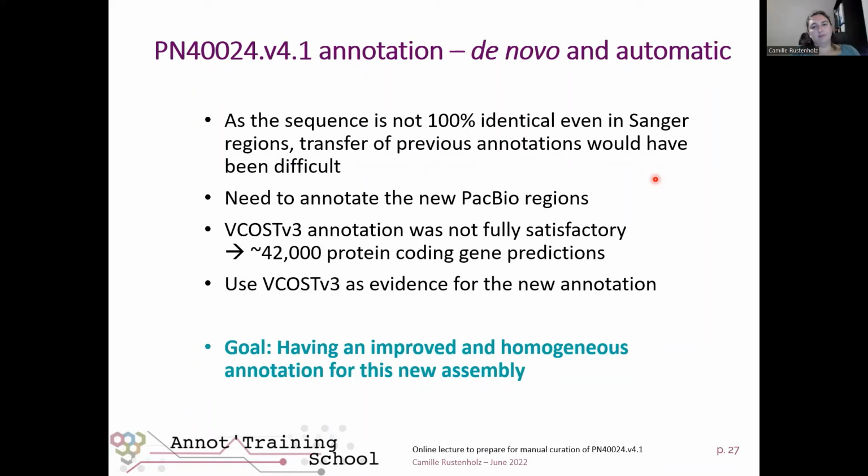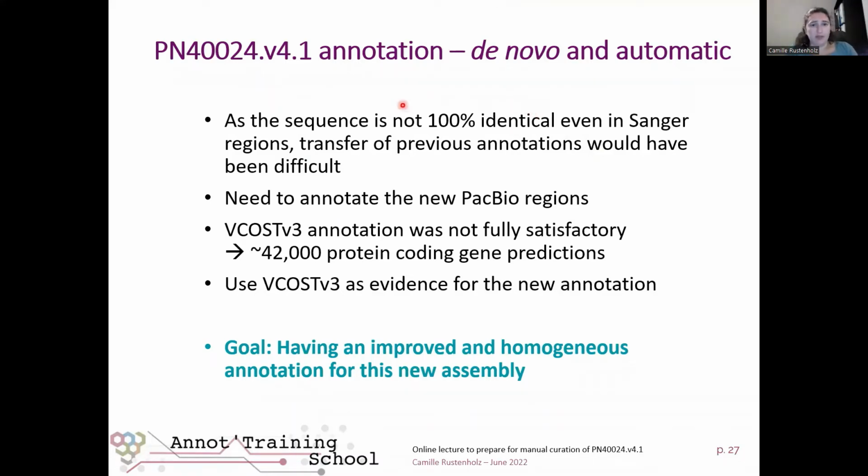So I'm going to explain here how the PN40024.v4.1, so this is the name of the actual automatic annotation of the V4 genome assembly, was made, and explain to you why we decided to make it de novo and fully automatic.